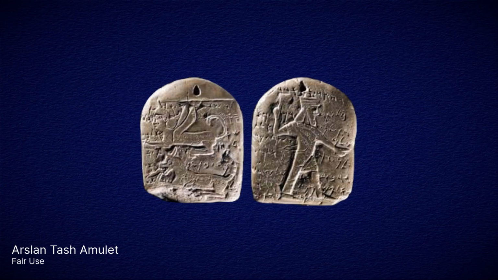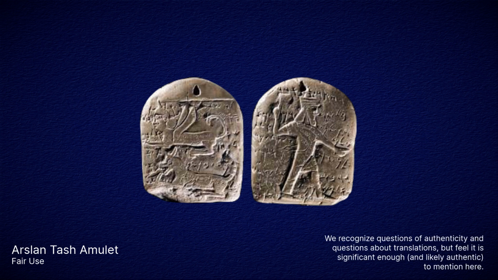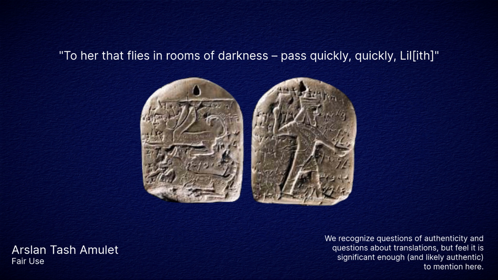In Syria, Lilith may also have been feared. The Arslan Tash amulets have long been interpreted as showing Lilith. A likely reconstruction of the fragmentary text states, "To her that flies in rooms of darkness, pass quickly, quickly, Lilith." That text is associated with this composite figure here. With the head of a human and the body of a lion, it may be identified on this tablet as Lilith.